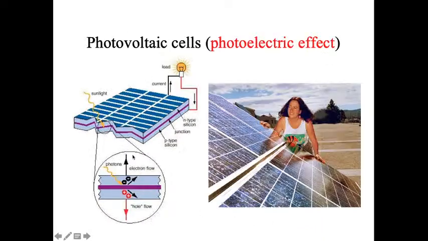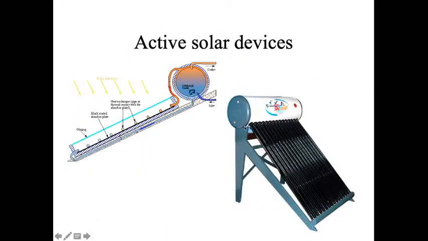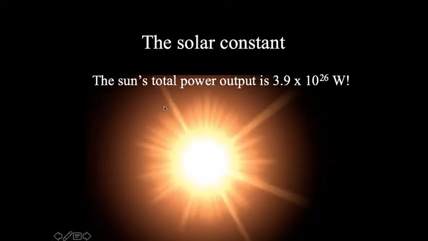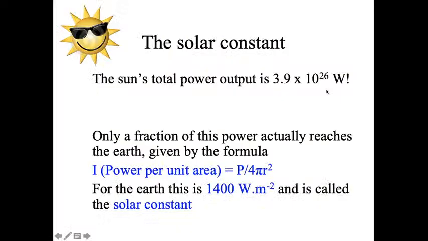Solar power, right, we have our photoelectric effect from our photovoltaic cells, and we have these active solar devices, which are just heating up water. Let's look at the solar constant. The sun's total power output is 3.9 times 10 to the 26 watts. That is a lot of power every second. Kind of unimaginable how much that is. So only a fraction of this power actually reaches the Earth.